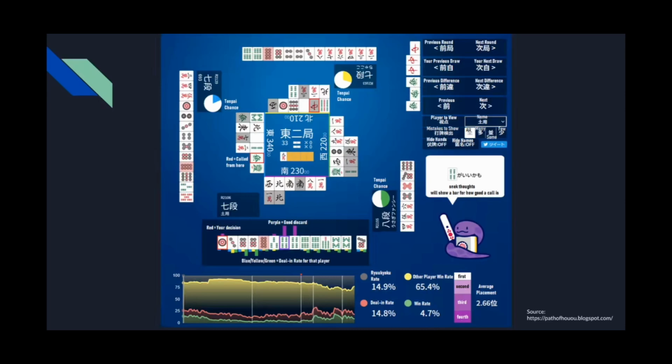Yeah, it's on the right of the graph. It's the Ryukyoku rate, upper player win rate, deal-in rate, and win rate. And our win rate, yeah. Oh, okay. I see. So that's just the chance of each of those happening, and then it changes throughout time. So it graphs each of those throughout the progress of the hand.